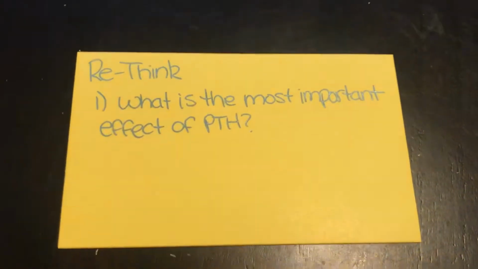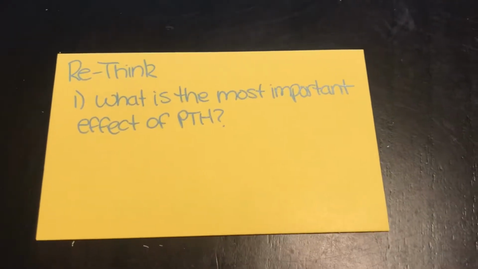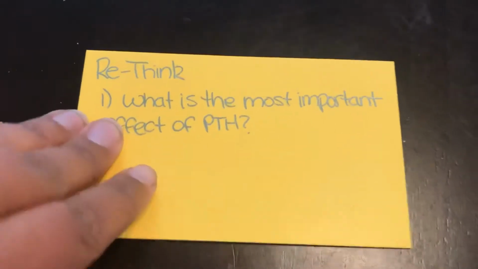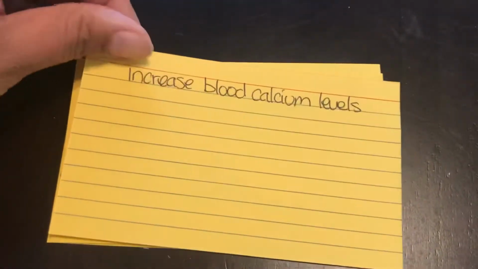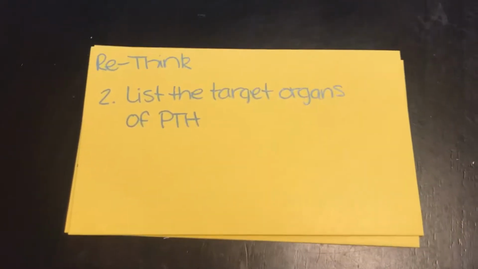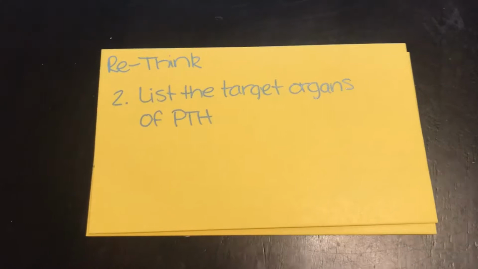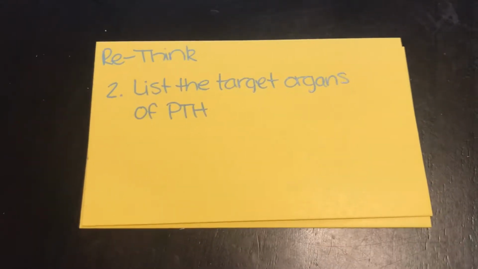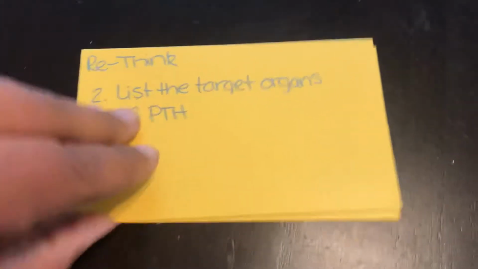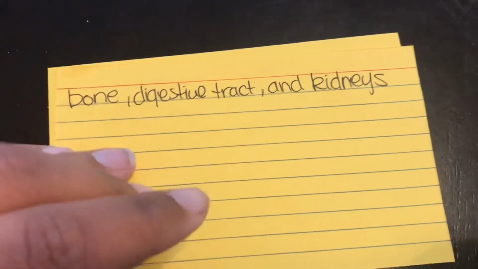So let's rethink. What is the most important effect of PTH? It increases blood calcium levels. Number 2, list the target organs of PTH. Bone, the digestive tract, and the kidneys.